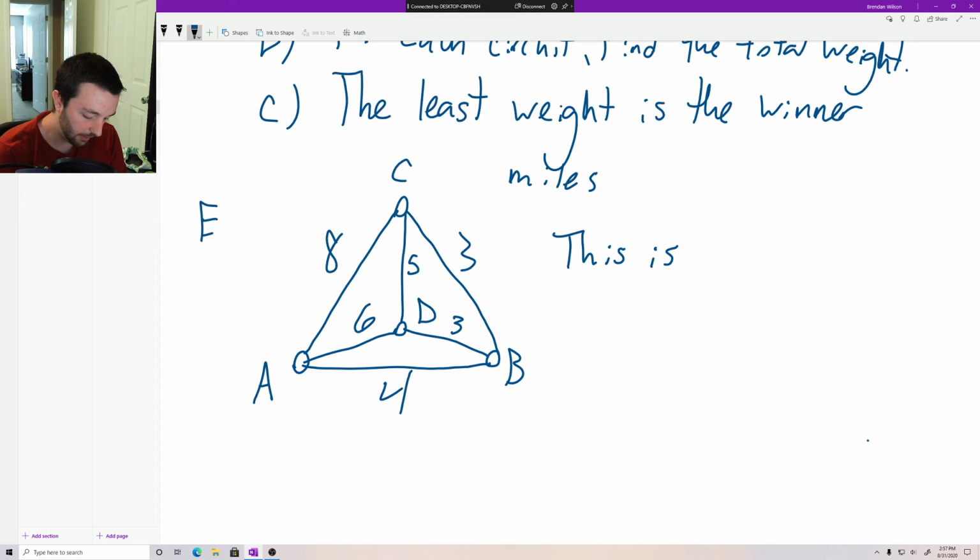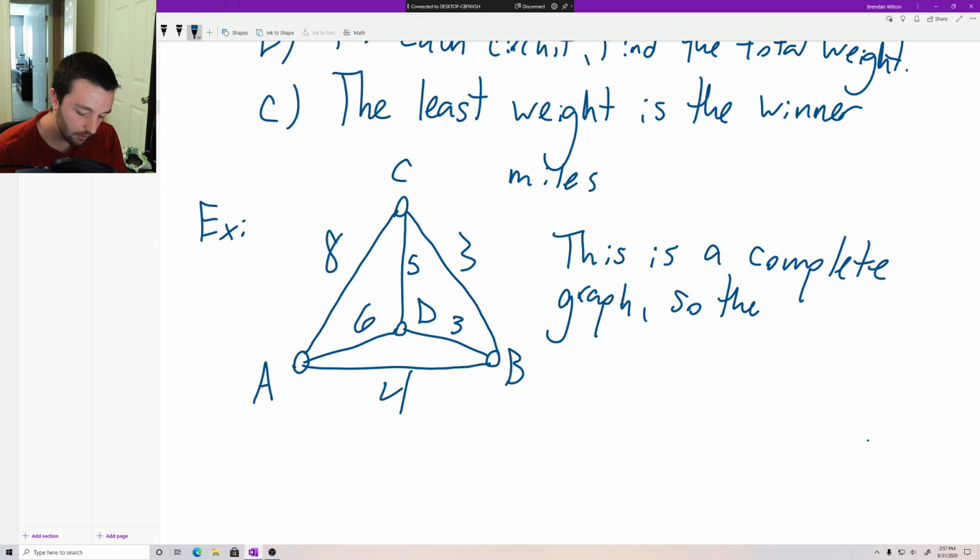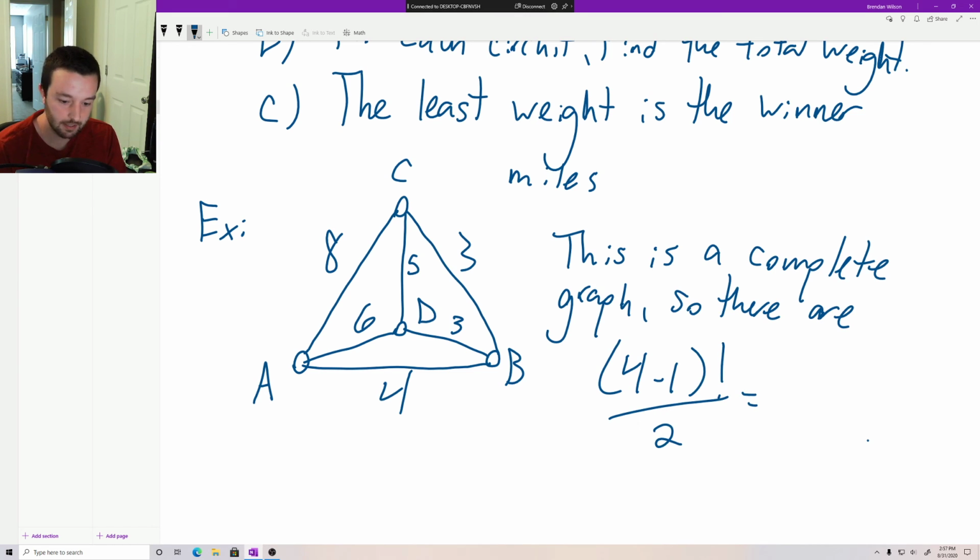By the way, let me write example here. This is a complete graph, and there are 4 vertices. So there are (4 minus 1) factorial divided by 2 different Hamilton circuits. That's 3 factorial over 2, which is 6 divided by 2, which is 3.